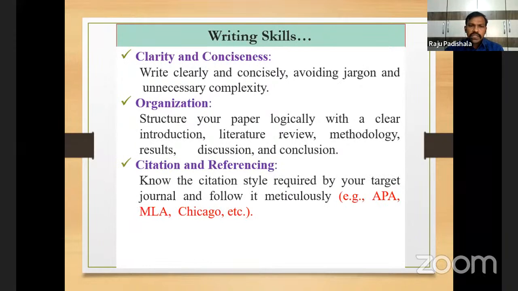And we have to understand citation and referencing, to know the citation style required by your target journal. Various journals ask for separate referencing styles for their journals. So we have to understand what is the style of the journal. We have to understand how to present that reference style. We have to understand various reference styles required for that journal. Some examples are APA style, MLA style, and Chicago style, which are the available referencing styles.